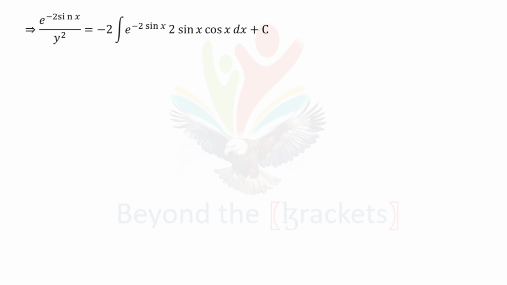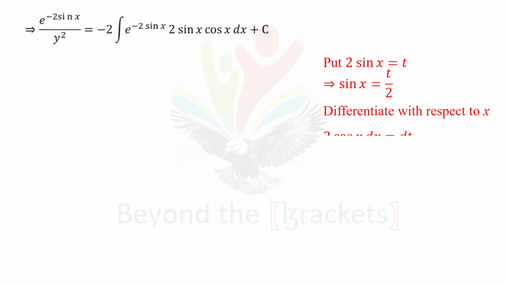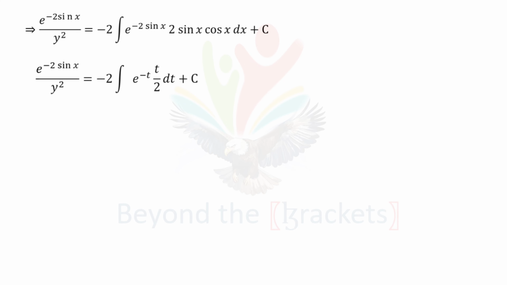While we are integrating with respect to x, notice the term e power minus 2 sin x. The power of the exponential, that is 2 sin x, will be taken as t. Differentiating with respect to x, differentiation of sin x will be cos x, 2 cos x dx is equal to dt. Substitute these values in the integral, it becomes minus 2 integration of e power minus t. Sin x will be t by 2. 2 cos x dx will be dt. 2 in the numerator and in the denominator cancel out.